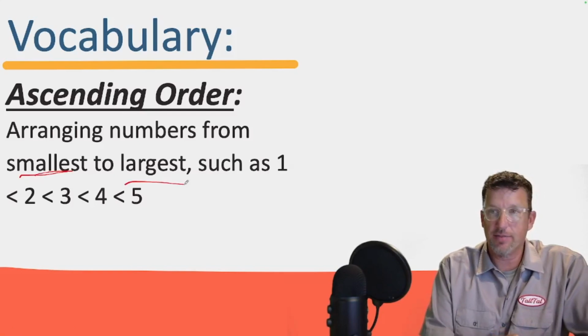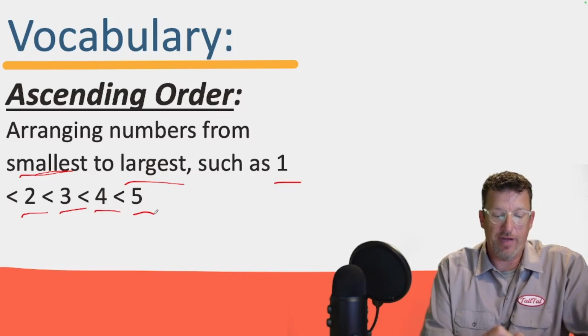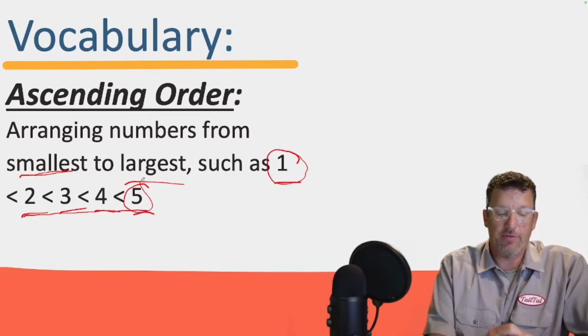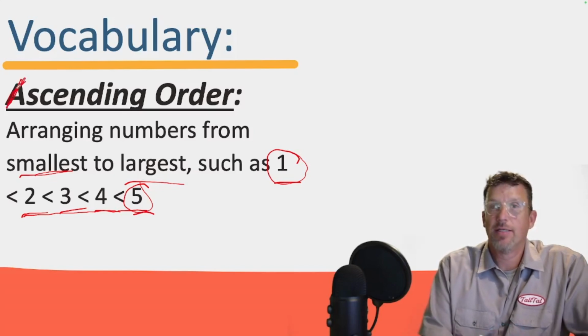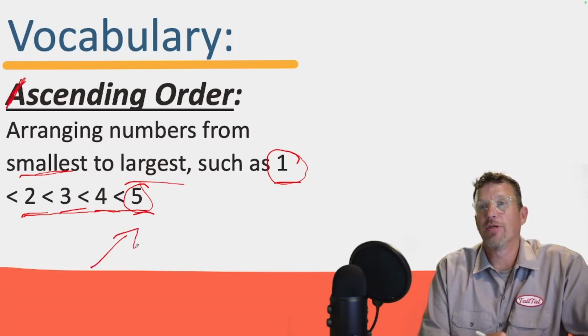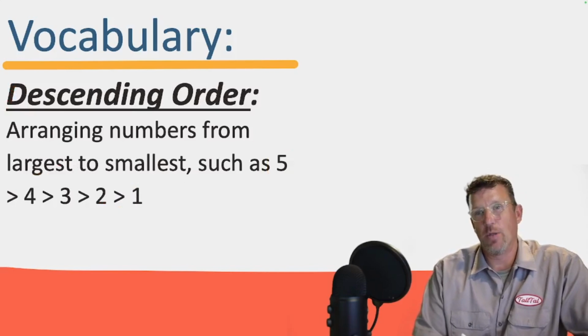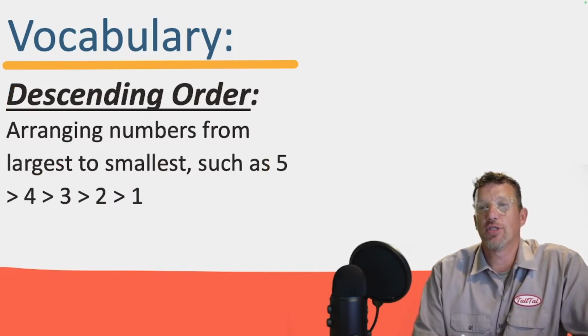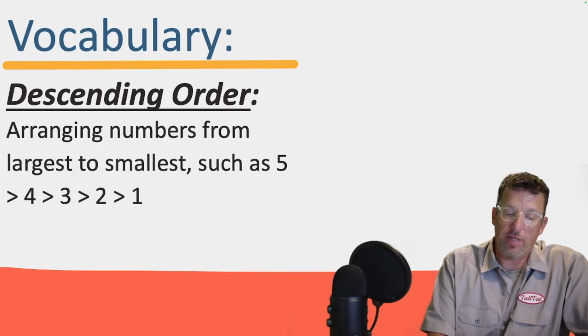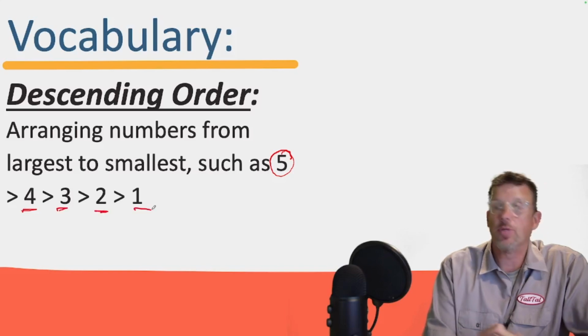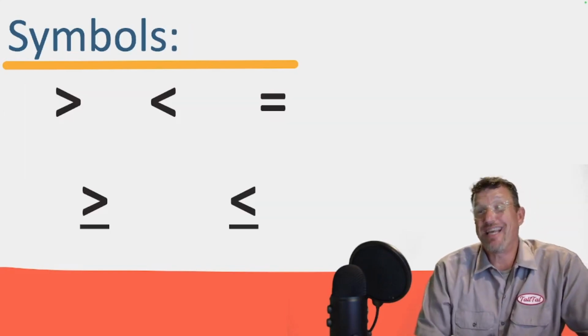For example, in this scenario below, we're going to start with a 1, and then the next number is 2, 3, 4, 5. So we started with the smallest number, and then we ascended up to number 5. My way to remember this is if you look at the A, that line is going up. So the number values are getting bigger. They're going up. As compared to the opposite, which is descending order, arranging numbers from largest to smallest, such as starting with a bigger number, 5, and then going downhill to 4, to 3, to 2, to 1.